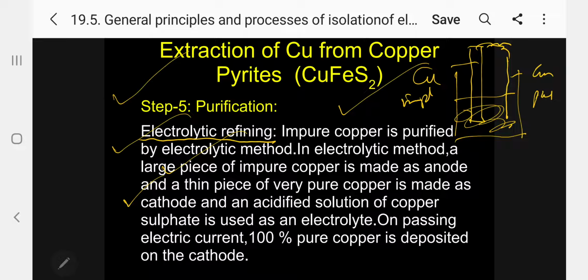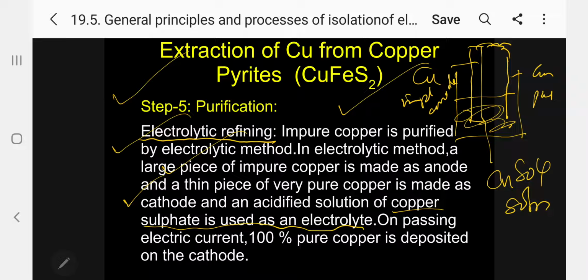So in the electrolytic method, a large piece of impure metal is made as the anode. This is made as the anode, meaning oxidation takes place. And a thin piece of very pure copper, that is a very pure wire, is made as the cathode. An acidified solution of copper sulfate is used as the electrolyte. So here we are using copper sulfate solution as the electrolyte. Kindly follow. This is a specific example of an electrolyte. Both are dipped in the same copper sulfate electrolyte.